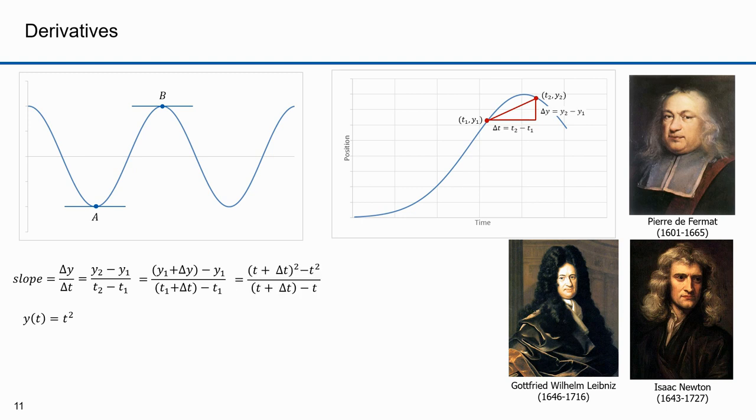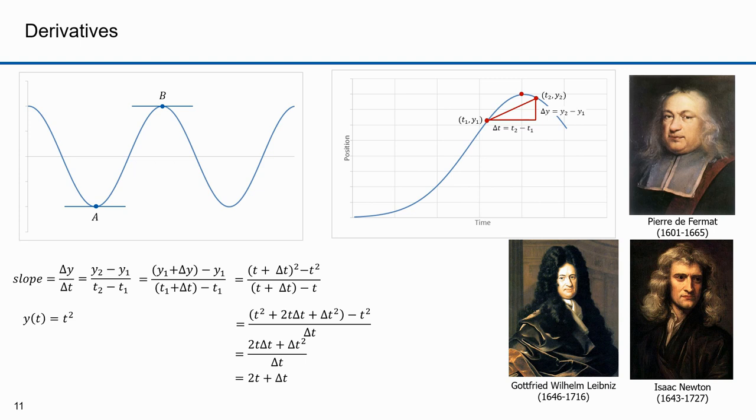If we substitute t squared for the y's, we get this formula. That expands to this. We've eliminated the t minus t from the denominator. That reduces to this. We can factor out delta t's. And we end up with 2t plus delta t. That's the slope of the chord line between the two points.